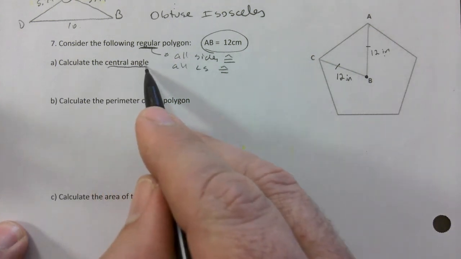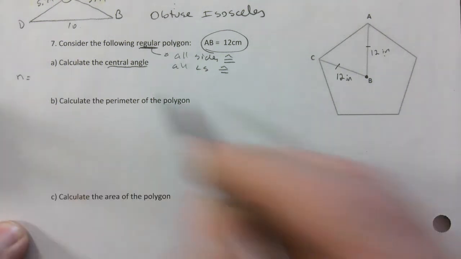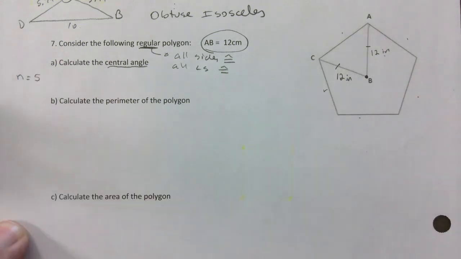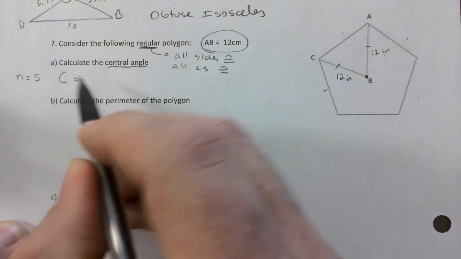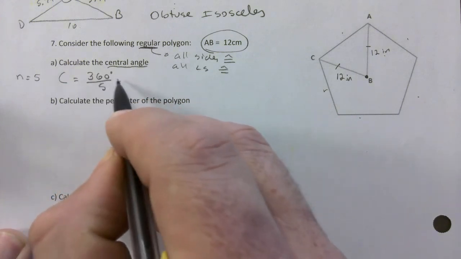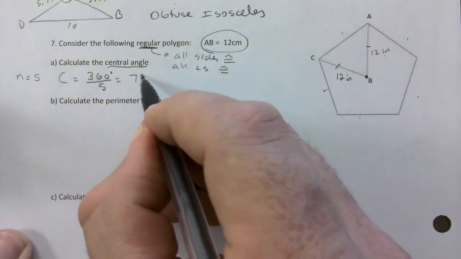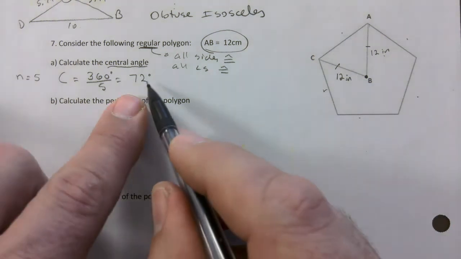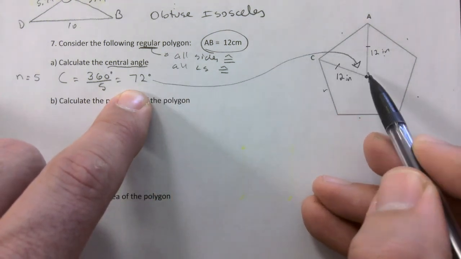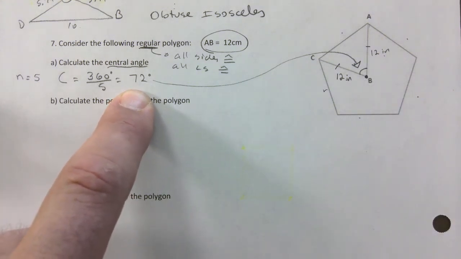It says to calculate the central angle of this particular shape. How many sides does this have? 1, 2, 3, 4, 5. Always ask yourself, how many sides do I have, right? 360 divided by 5 is equal to 72 degrees. Let's label this. We just found this angle right there. That's a central angle.